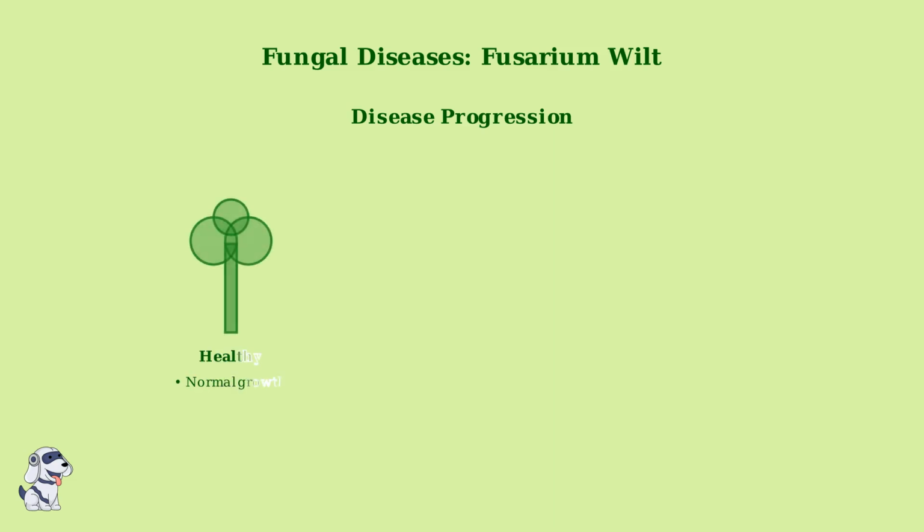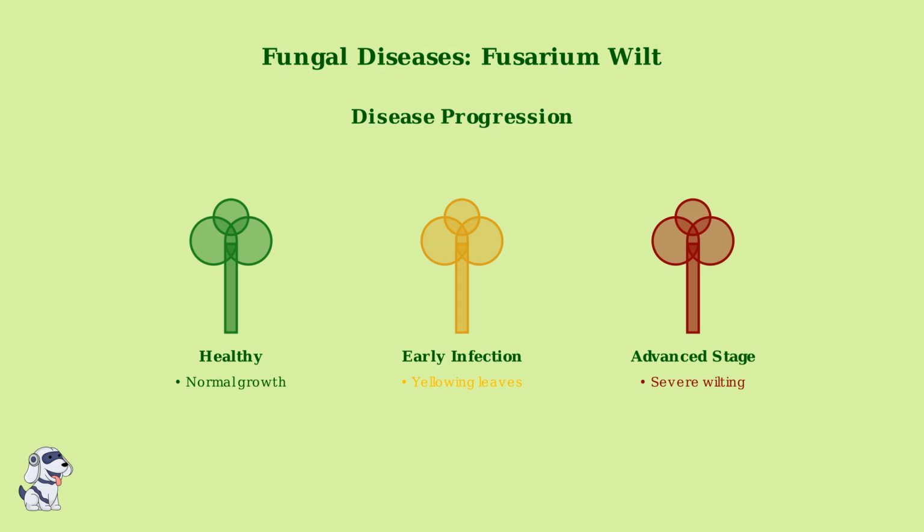Fusarium wilt symptoms develop progressively. Initially, plants appear healthy, but as the vascular blockage worsens, leaves begin to yellow and wilt, starting from the bottom of the plant and moving upward. In advanced stages, entire plants may collapse and die. The disease often affects plants unevenly across a field, creating a patchy pattern of healthy and diseased plants.